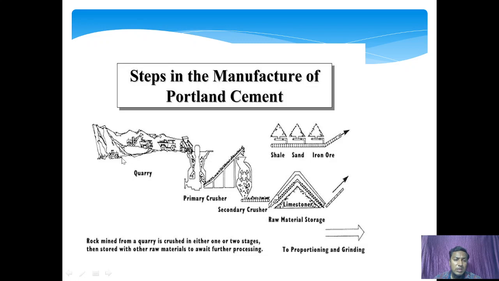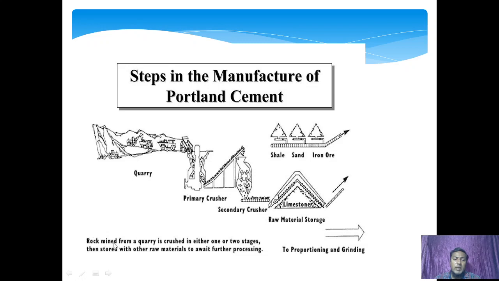As you are seeing here, the ingredients like limestone are taken and moved to the primary crusher where they are crushed, and from there they move to the secondary crusher. That is the limestone raw material you are seeing in this diagram.